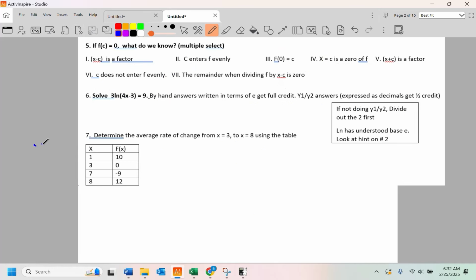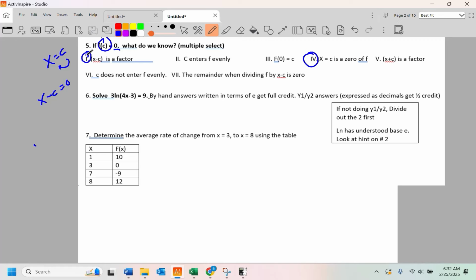All right, 5. If f of c is a 0, what do you know? Okay, well, first off, this means that x is c. And because there's a 0, choice 4 is true. Now, if we shift that over, we get x minus c is 0, which means x minus c is a factor because it was equal to 0.